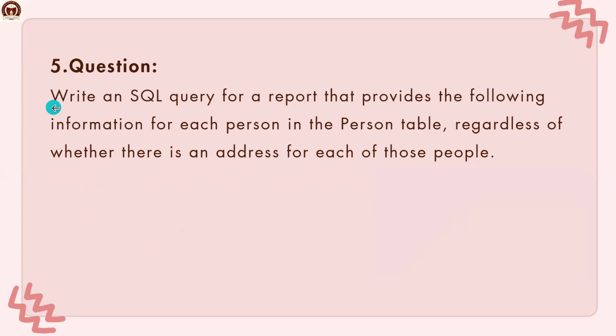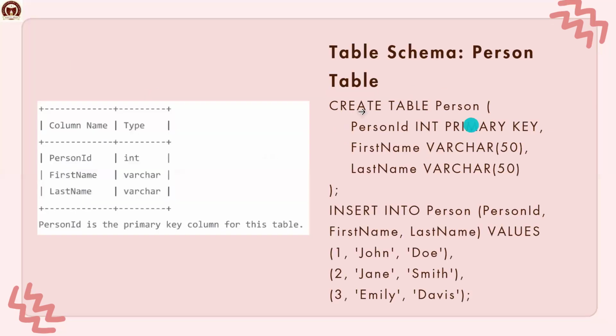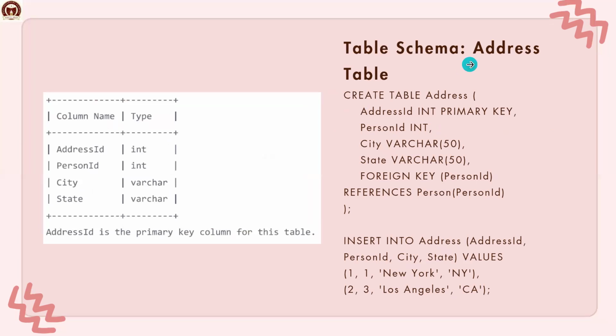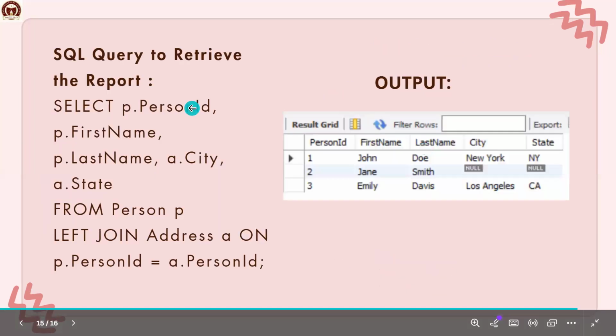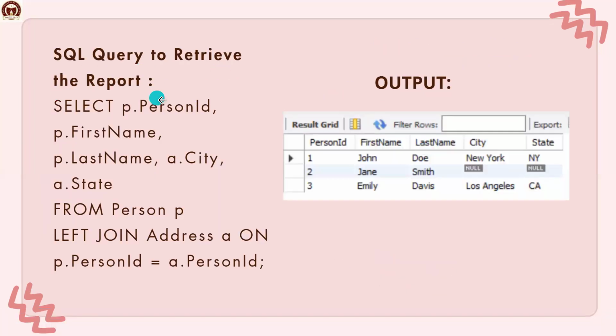And the fifth one is: write an SQL query for a report that provides the following information for each person in the person table, regardless of whether there is an address for each of those people. Here I created a persons table and inserted some values into it. And I created another address table and inserted some values into the address table. Here is the SQL query to retrieve the report.